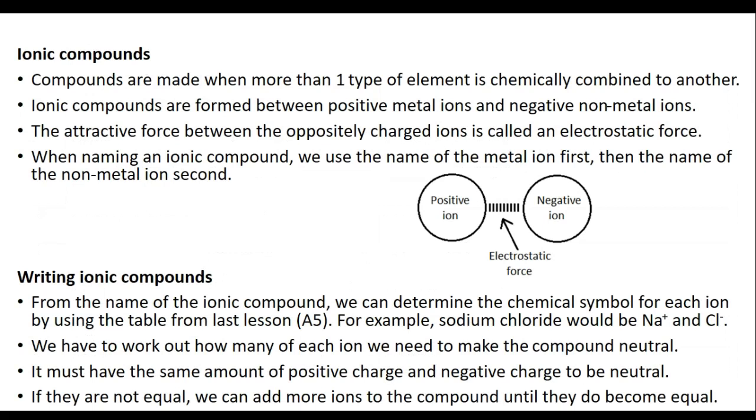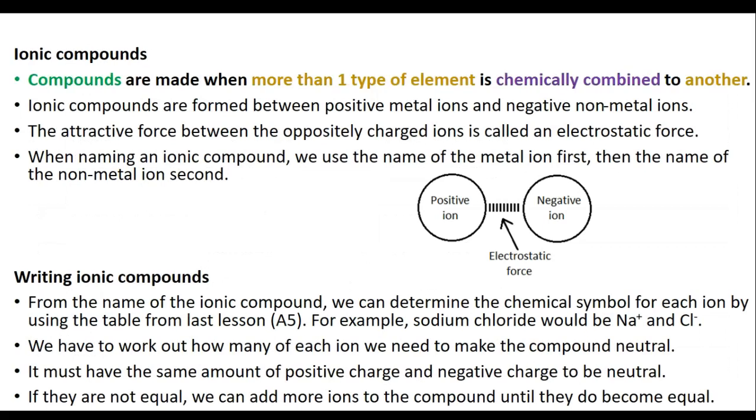So now we are going to talk about ionic compounds. Compounds are made when more than one type of element is chemically combined to another. Ionic compounds are formed between positive metal ions and negative non-metal ions. We've already been studying these types of ions.